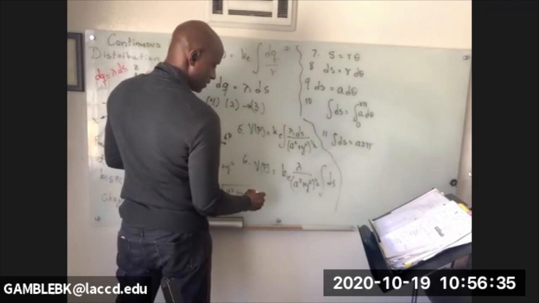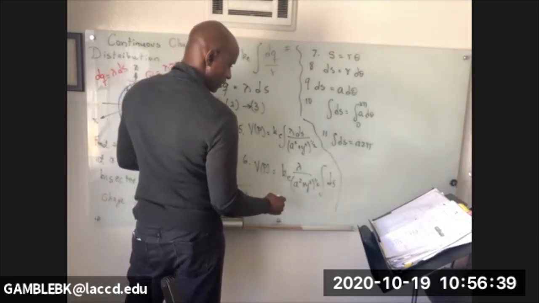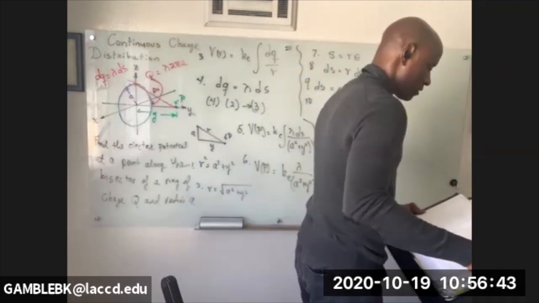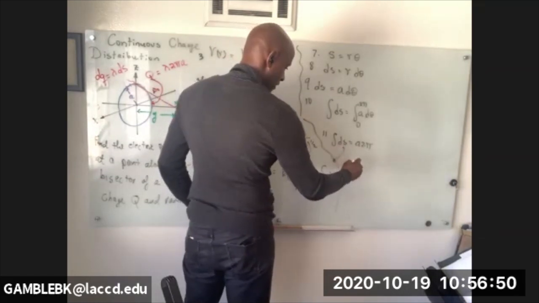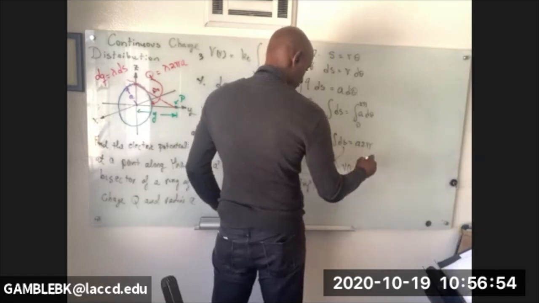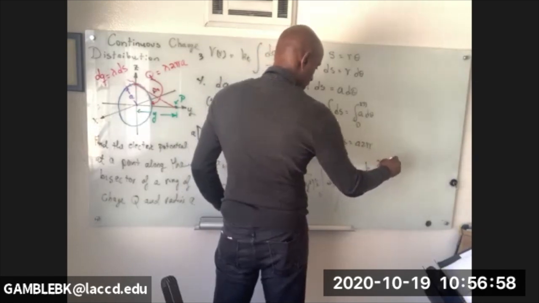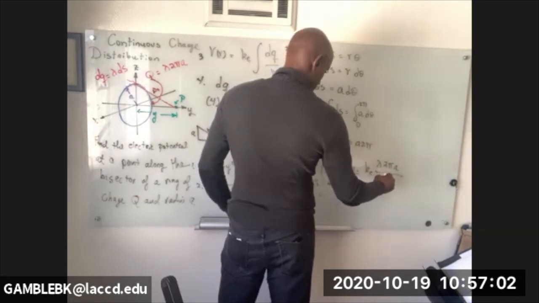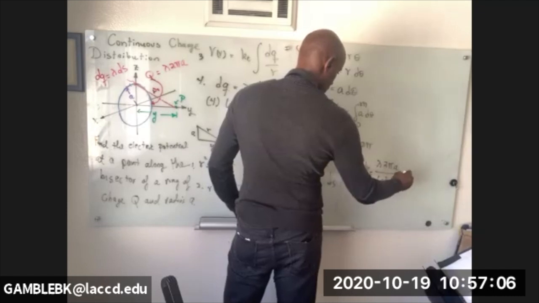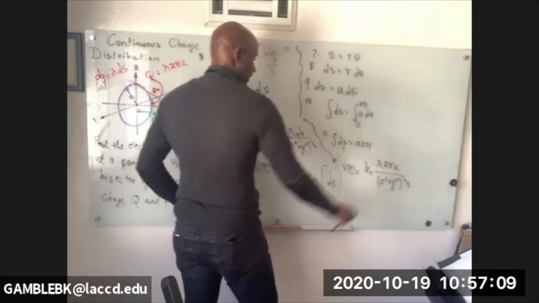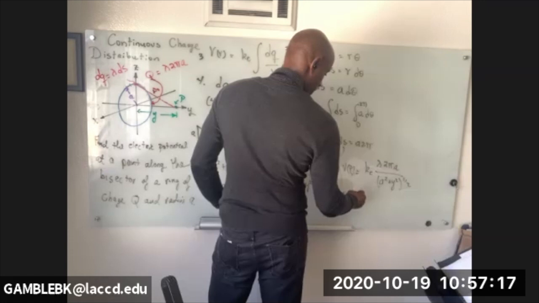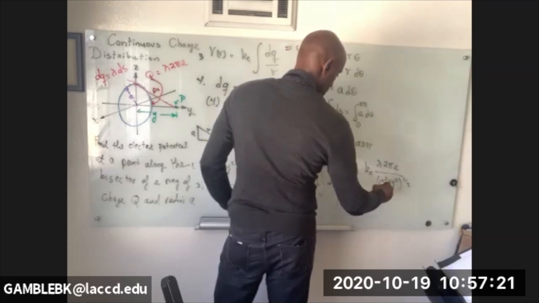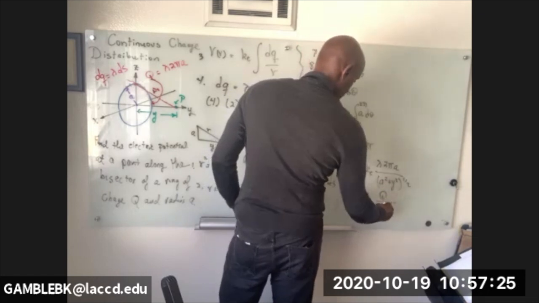So this final solution, putting that back in there, the potential at P is equal to K sub B lambda 2 pi times A over A squared plus Y squared to the 1/2, and lambda 2 pi A is the total charge, Q. So the potential at that point becomes K sub B Q over A squared plus Y squared to the 1/2.